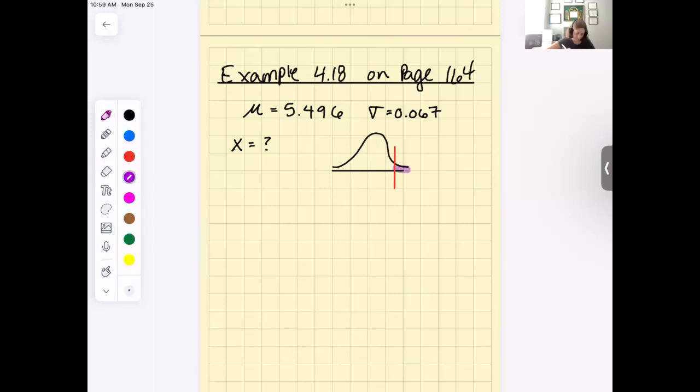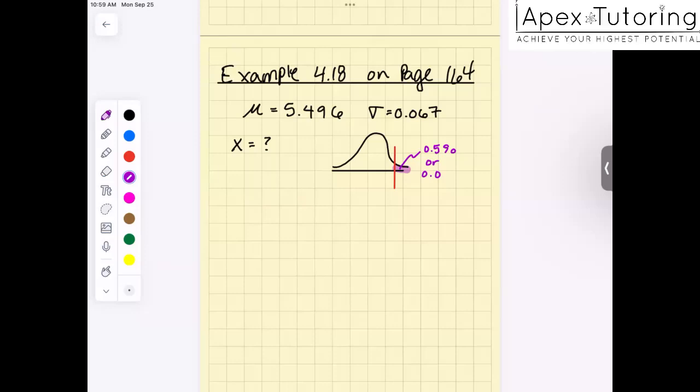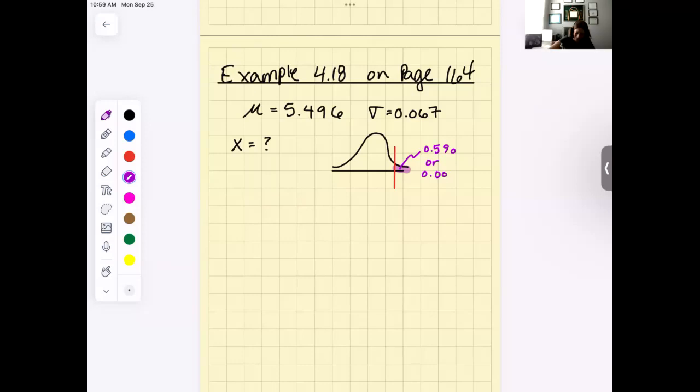And be careful. Take a beat. What percent is right here? 0.5%, or what decimal? What do you convert 0.5% into? What decimal? 0.5% is 0.005. That was too many zeros. Okay.